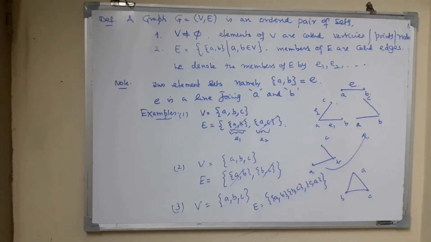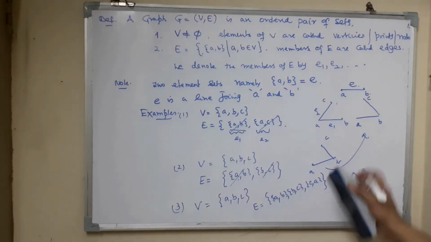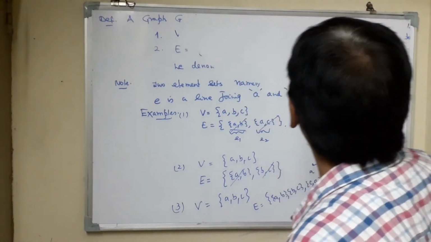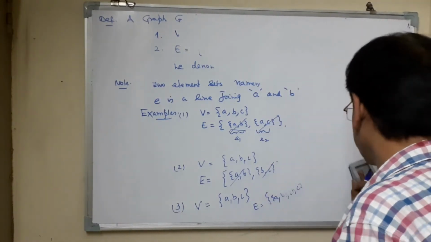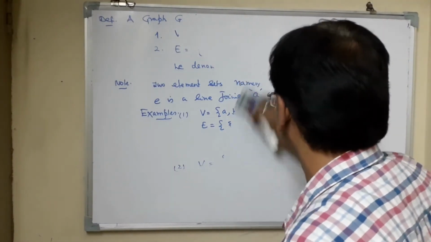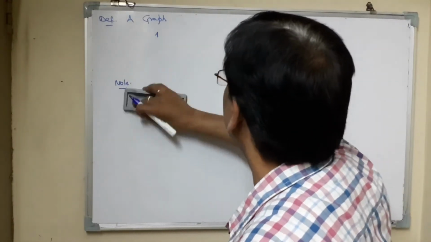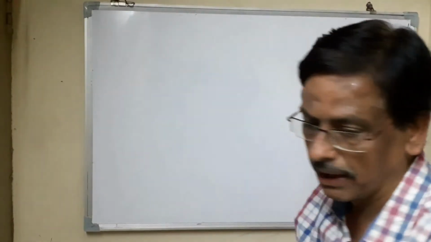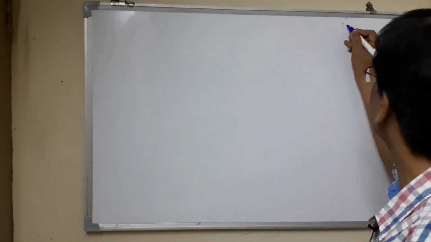This is basically what a graph is. Now, before giving different types of graphs, let us look at one more example which will give a better insight.